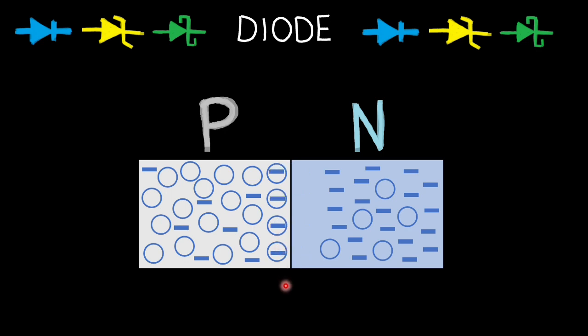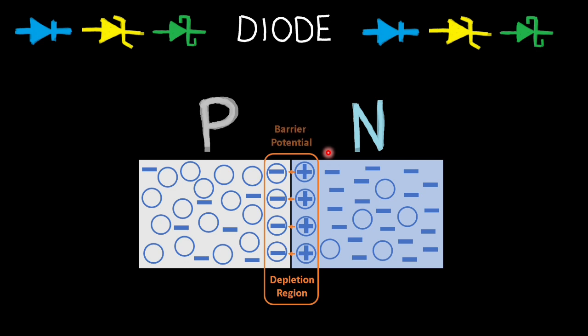The process of diffusion results in recombination of electrons with the holes and creates positive and negative ions. Thereby, an electric field develops and generates a depletion region at the junction. You will observe that a potential difference develops that prevents any further diffusion current from passing. This is called a barrier potential.